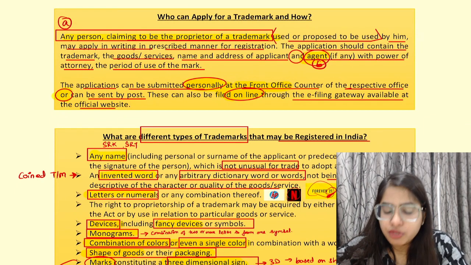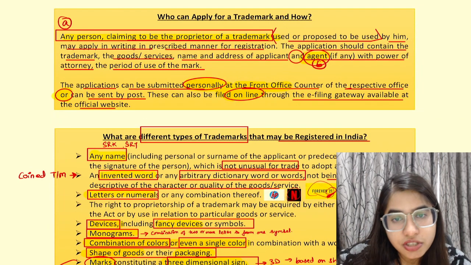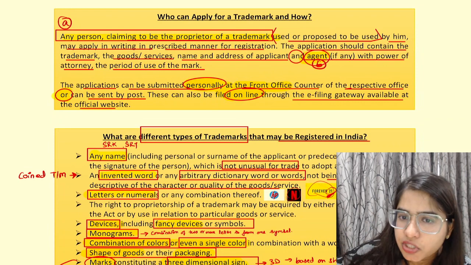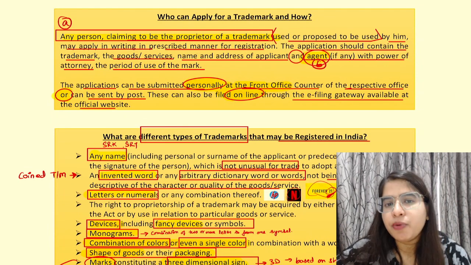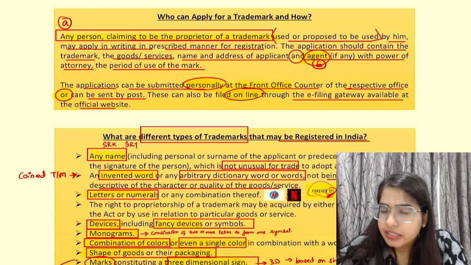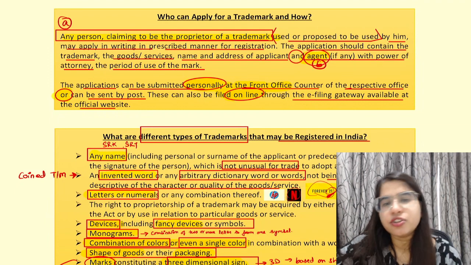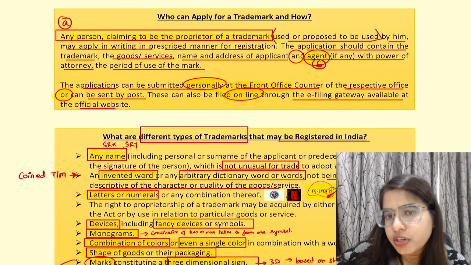A person who claims to be owner of the trademark applies to the trademark authority for the registration of the trademark. Or even if that person is not applying, that person can apply through an agent. Let's say Nilesh sir appointed an agent, a practicing company secretary, and asked the practicing company secretary to file the trademark application on behalf of him. So can an agent also file an application for the trademark registration?